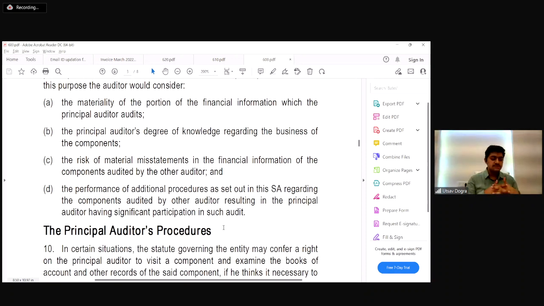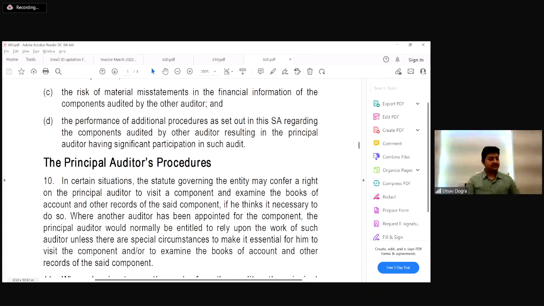And on the principal auditor's procedures, para 10 states that he is also authorized to visit and examine the books of accounts. So here, the standard is laying down one basic notion: the principal auditor is free to look into the books of accounts, visit the branches himself, and do all the audit procedures that he may require to get the assurance that the other auditors are also doing their job properly. Right, the other auditor will submit their report to the principal auditor.